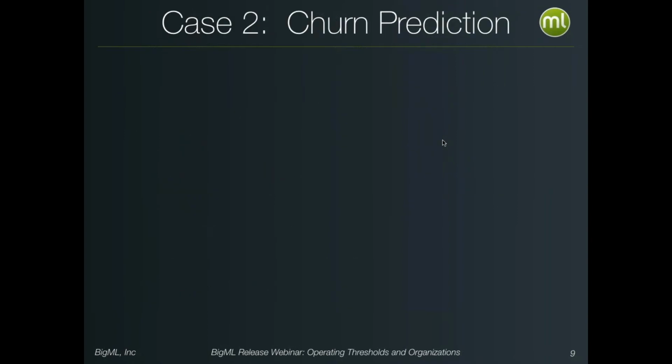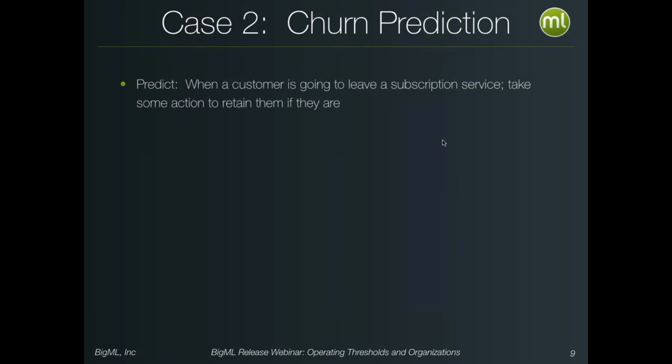Okay, case number 2 is going to be churn prediction. The idea here with churn prediction is that you've got a subscription service. At the end of each month, some customers may leave. They may decide not to renew their subscription, and you want to take some action to retain them. So you want to predict which customers are going to leave and which are not, and you want to reach out to those customers that you think are going to leave and say, hey, please don't leave the service, offering them a promotion or some discount, basically trying to get them to stay with the service.